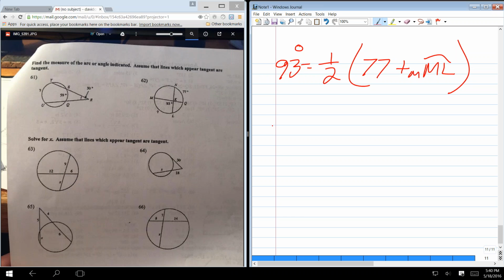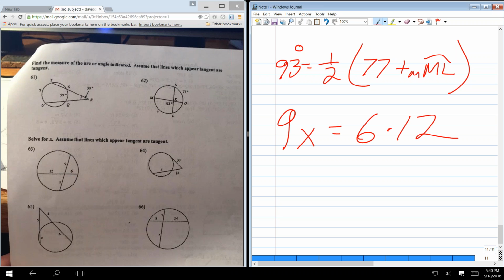I'm not sure of the formula. It's this segment times that segment is equal to this segment times that segment. So I end up with 9 times x equals 6 times 12. What? Aren't they different sizes?